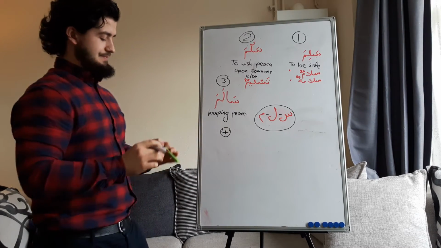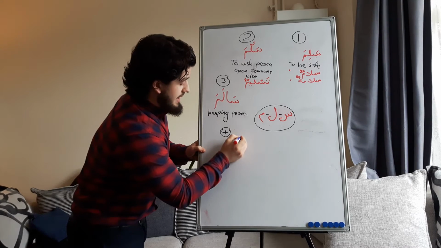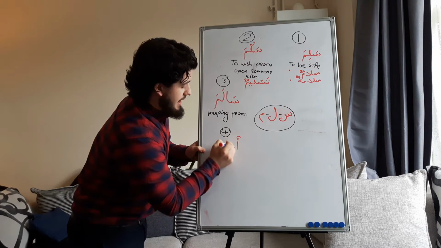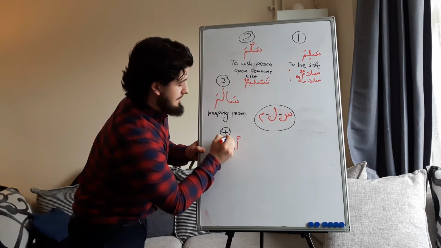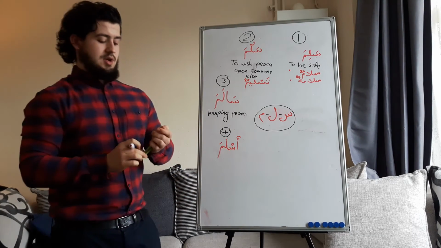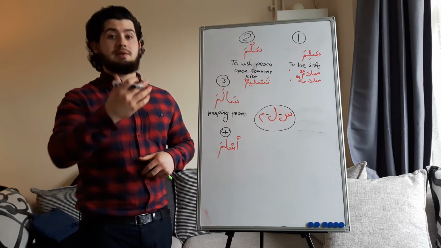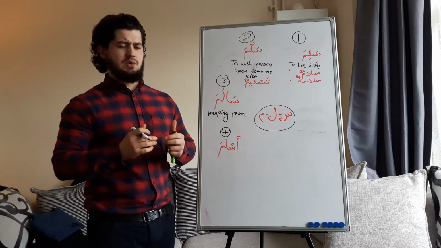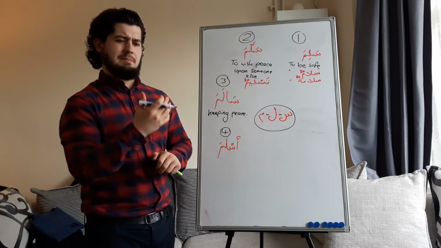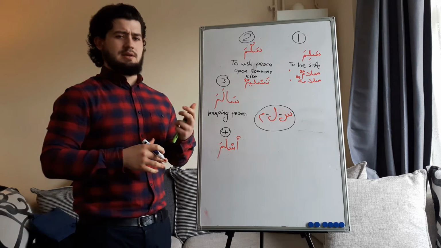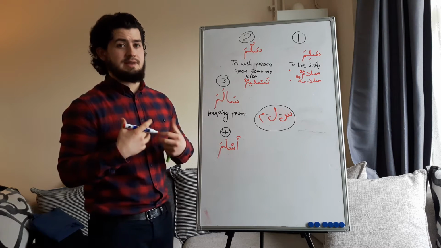The fourth form is the root aslama, which has the meaning to become a Muslim. It also has the meaning to submit or to surrender. It also has the meaning of peace. It also has the meaning of serenity.